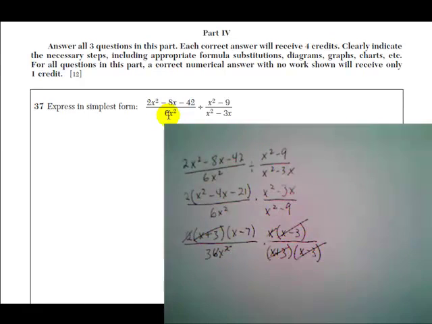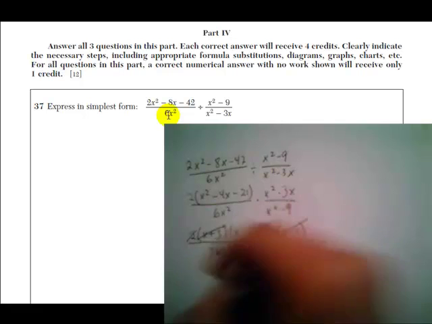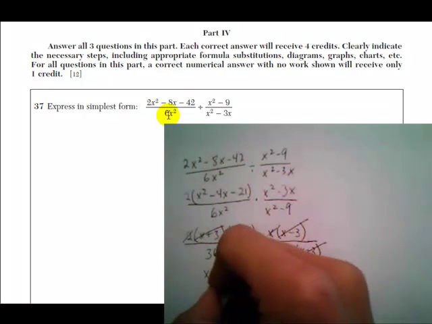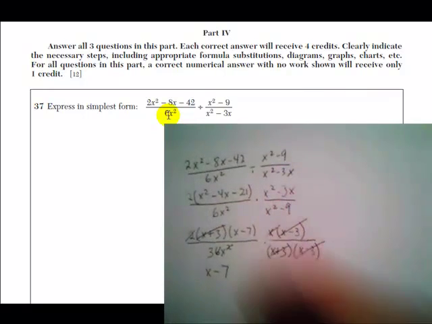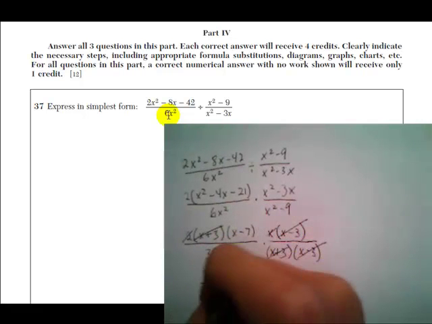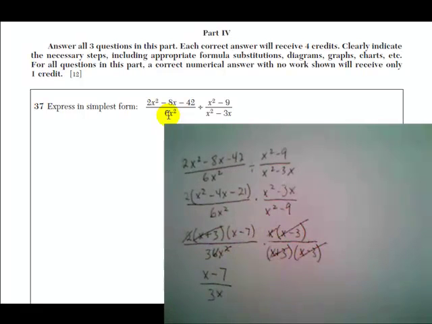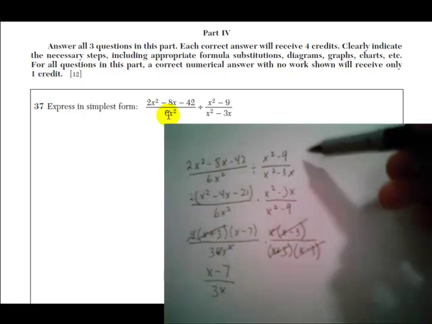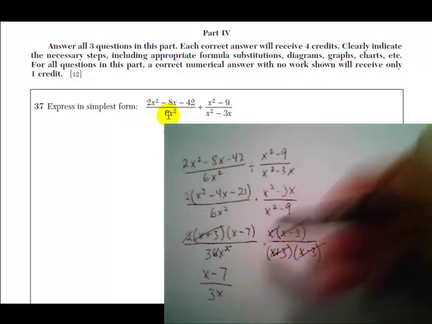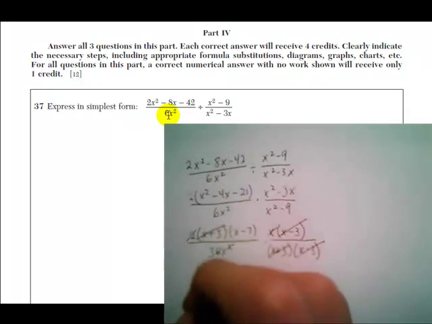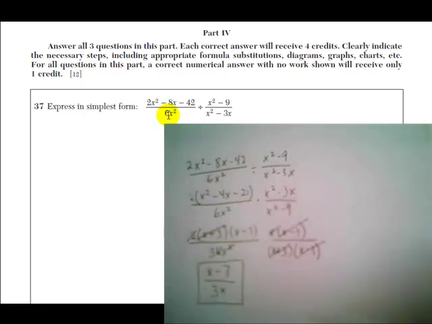Okay? So lots of cross-offs. Let's see what we're left with. We're basically left with x minus 7 in the numerator and a 3x in the denominator. Okay, so this whole rational expression expressed in simplest form is x minus 7 over 3x.